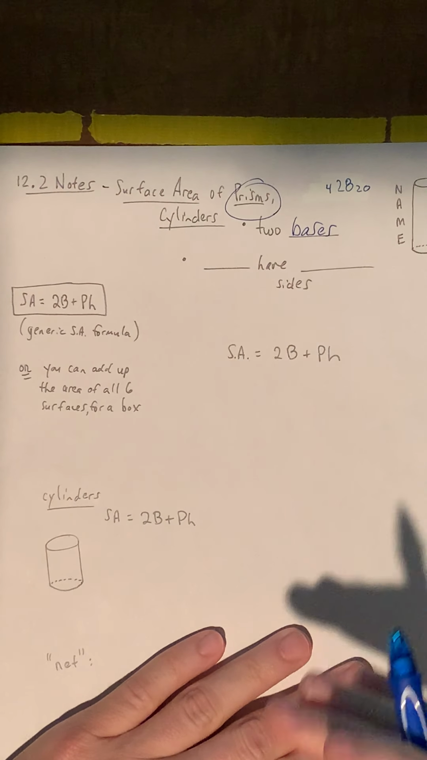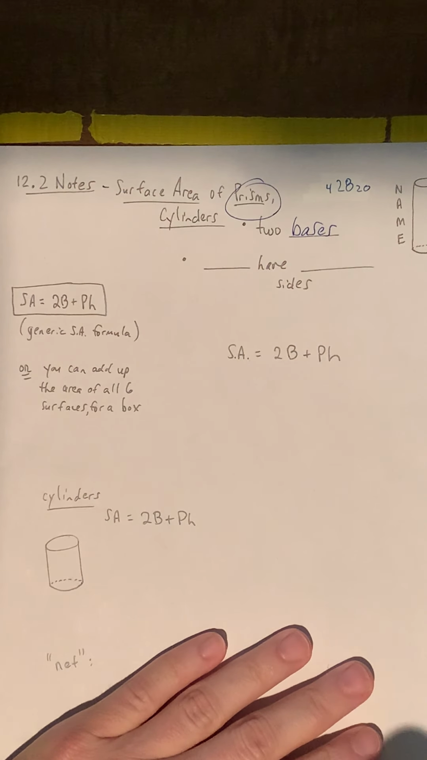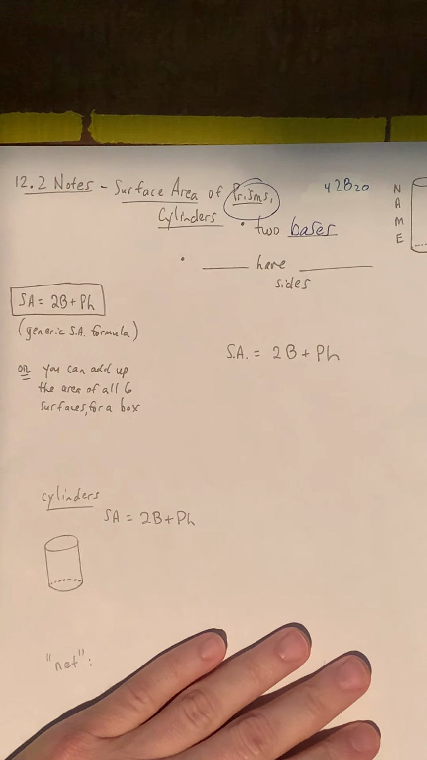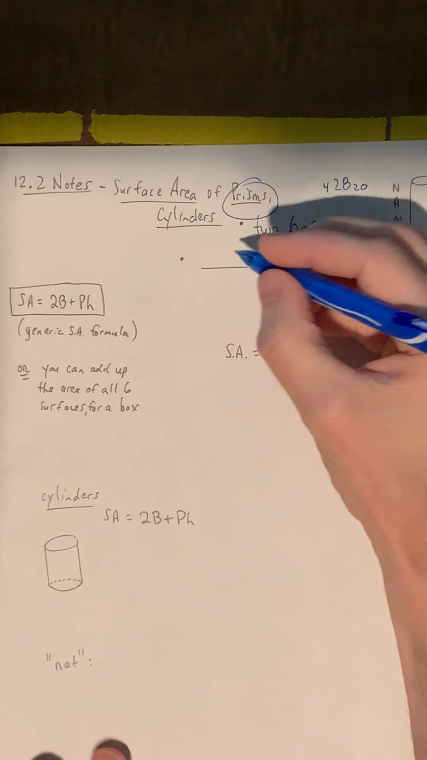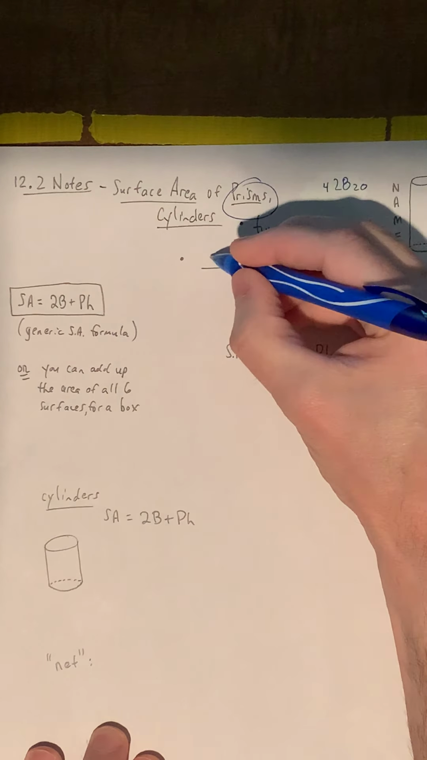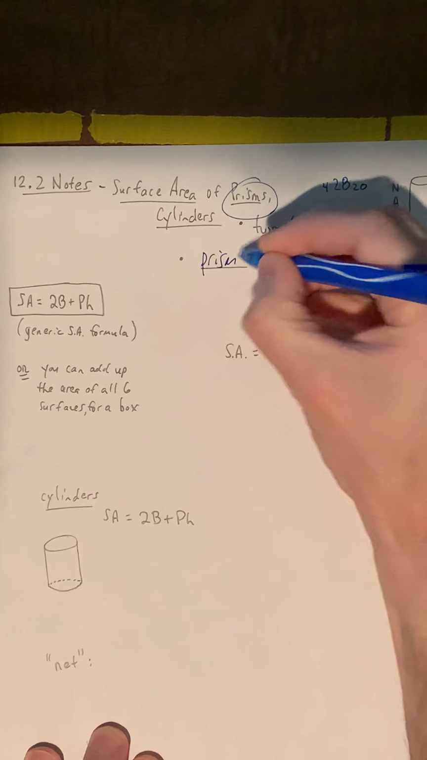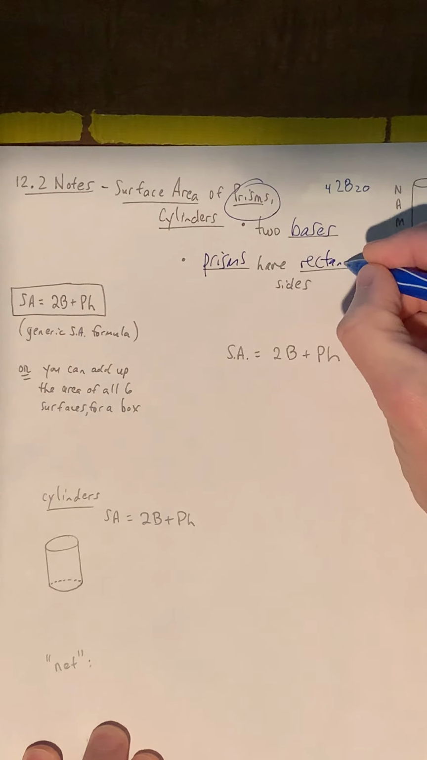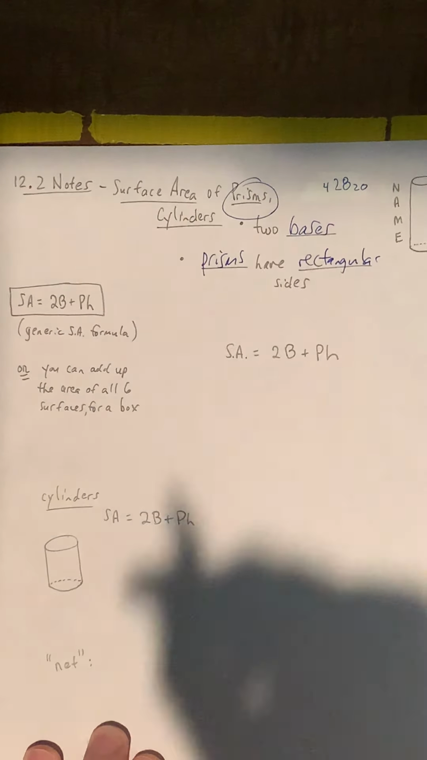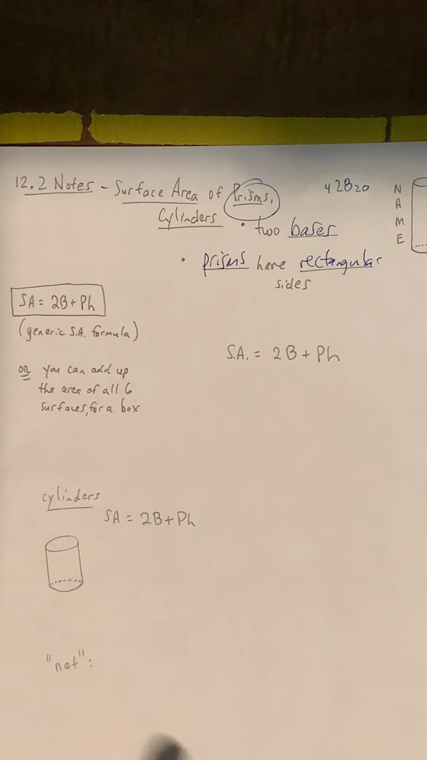And prisms are called prisms because they have rectangular sides. So all prisms have two bases, and the sides are rectangles, rectangular sides. So that's what makes a prism: two bases and rectangular sides.